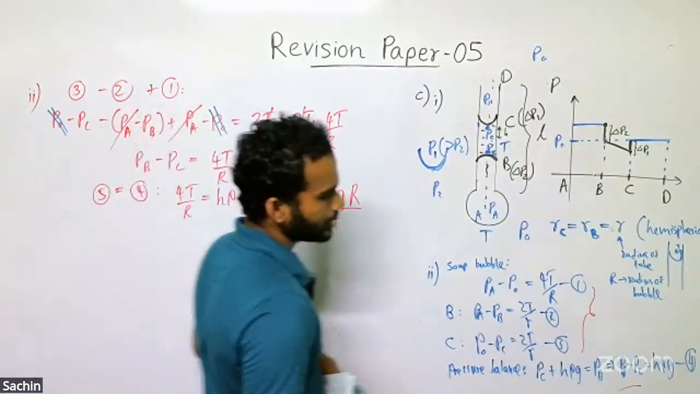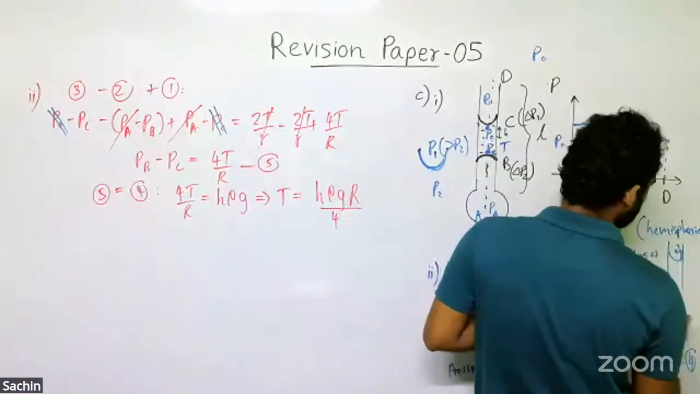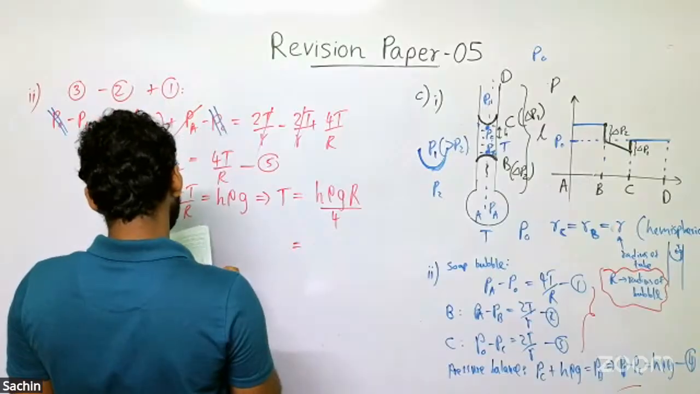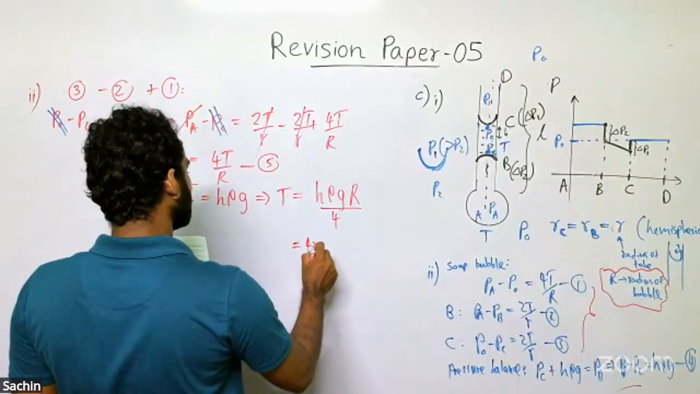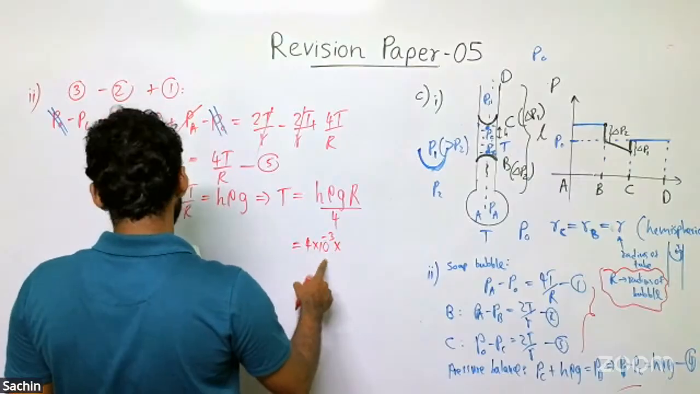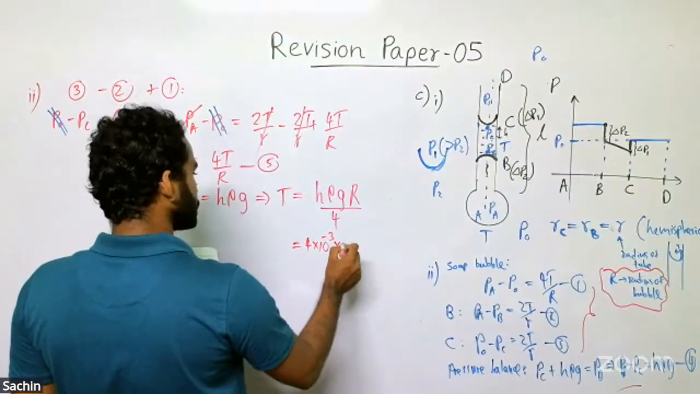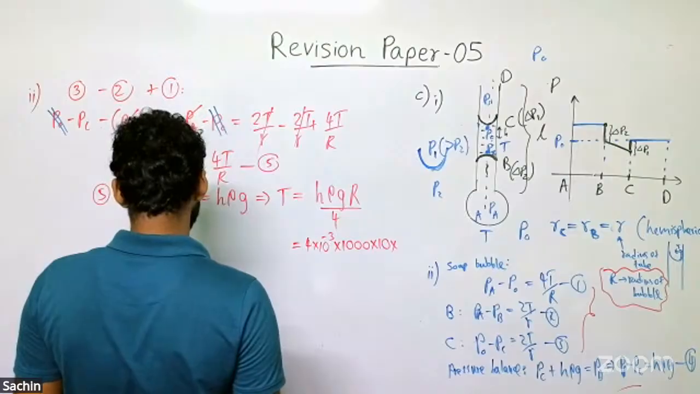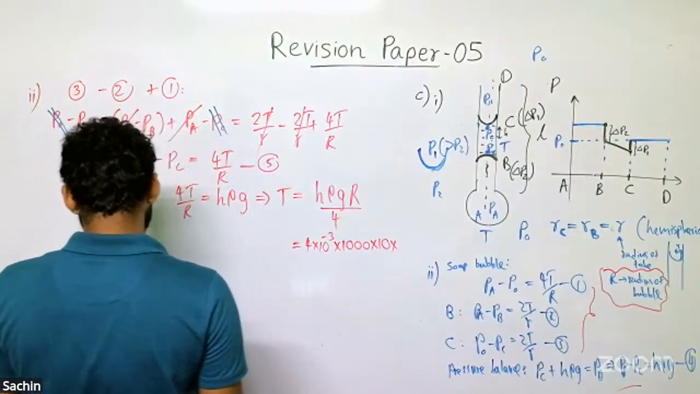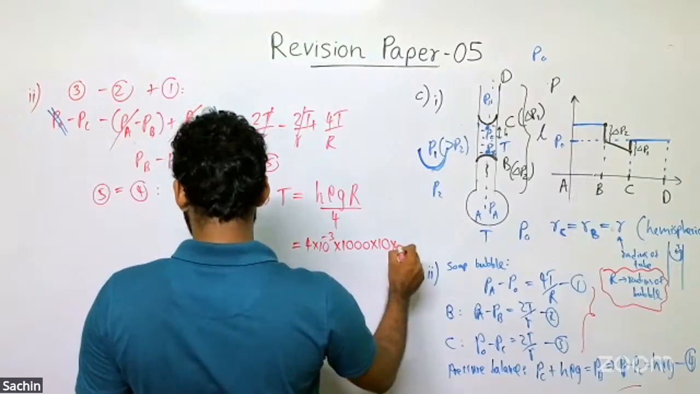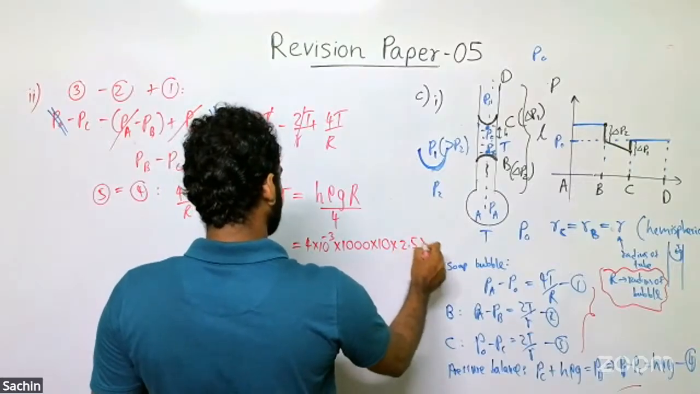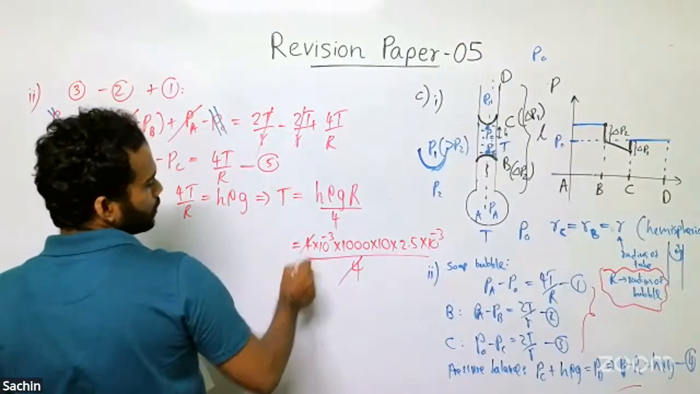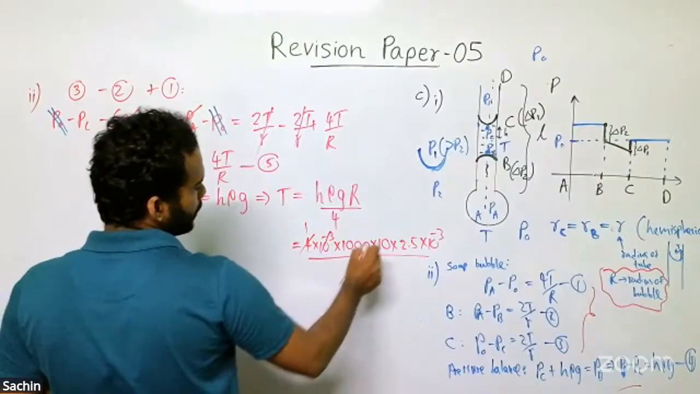Here capital R, what was capital R? I assumed capital R to be the radius of the bubble. So use the formulas, use the given data. Height of the liquid column was given 4 millimeters. You can't substitute in millimeters, make it meters, 10 to the power minus 3. Density 1000, gravity 10, R, radius of the bubble. Radius of the bubble is 2.5 millimeters. 2.5 to the power minus 3 divided by 4. 4 get cancelled, 1. Minus 3 plus 3 get cancelled.